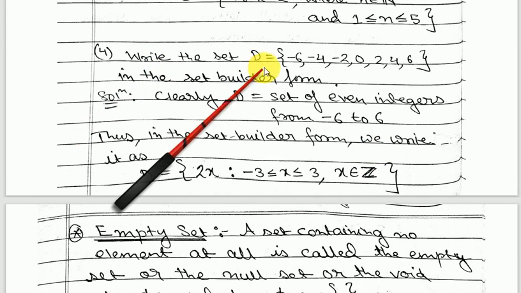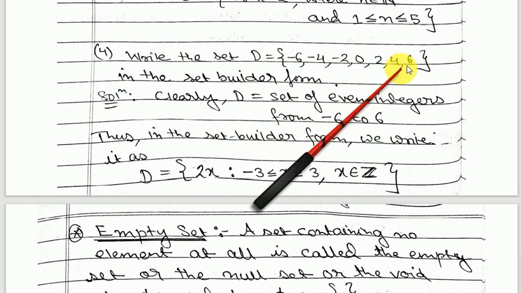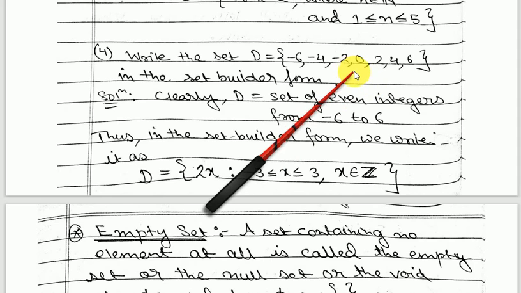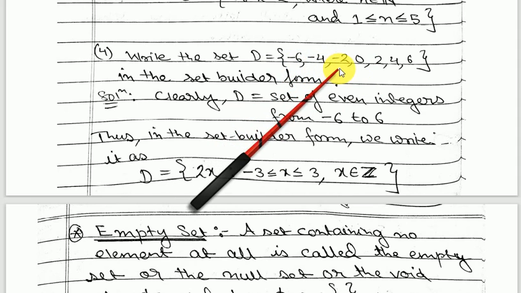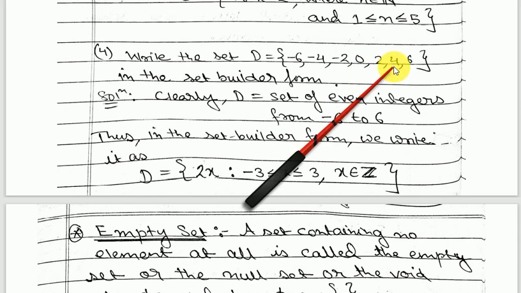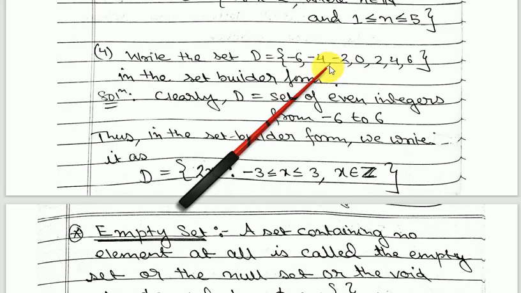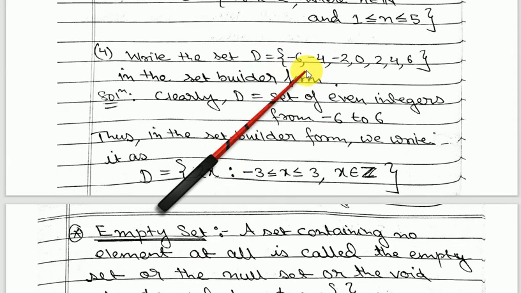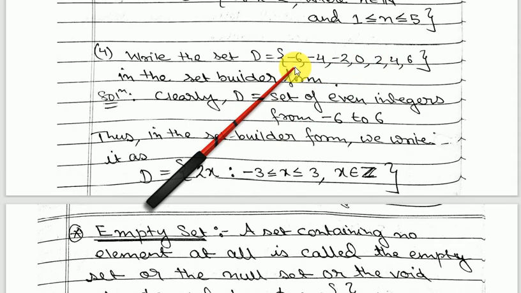Okay, write the set D. Here D is given as this: -6, -4, -2, 0, 2, 4, 6. So here if you observe, it is -3 into 2, this is -2 into 2, this is -1 into 2, this is 0 into 2, this is 1 into 2, this is 2 into 2, this is 3 into 2. So this set contains all multiples of 2, and they are integers, greater than -7 and less than 7.